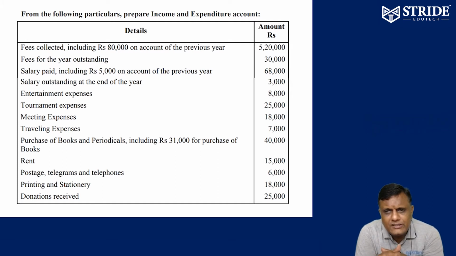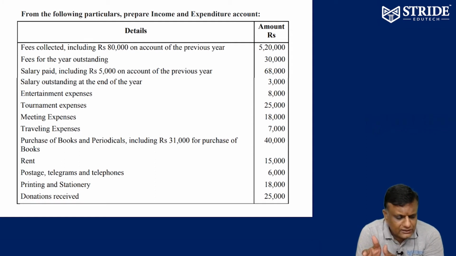Salary paid how much? 68,000, including 5,000 on account of previous year. Salary outstanding at the end of the year how much? 3,000. Entertainment expense 8,000. Tournament expenses 25,000. Meeting expenses 18,000. Travelling expenses 7,000. Purchase of books and periodicals 40,000, including 31,000 for purchase of books.